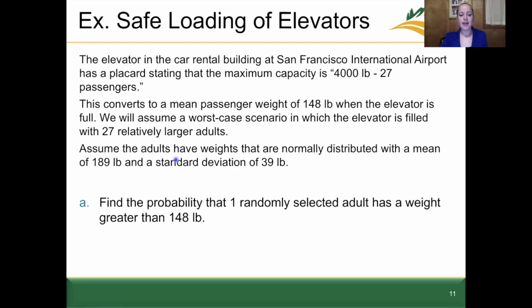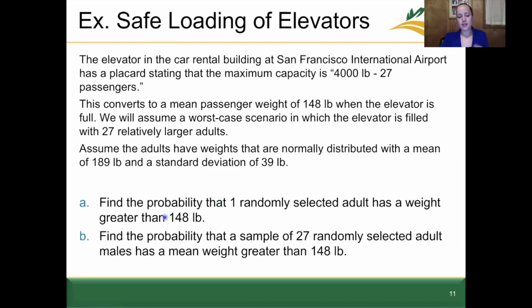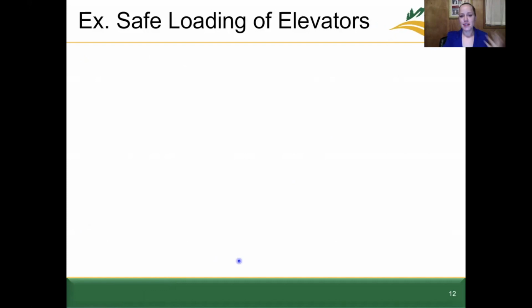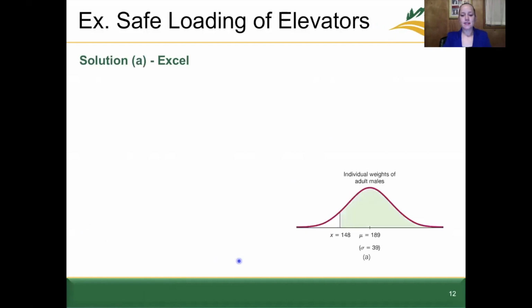So in part A, find the probability that one randomly selected adult has a weight greater than 148 pounds. Part B, find the probability that a sample of 27 randomly selected adults has a mean weight greater than 148 pounds. Let's first solve this using Excel. So even before using Excel or the table, it's always good to draw out what scenario we're working with.